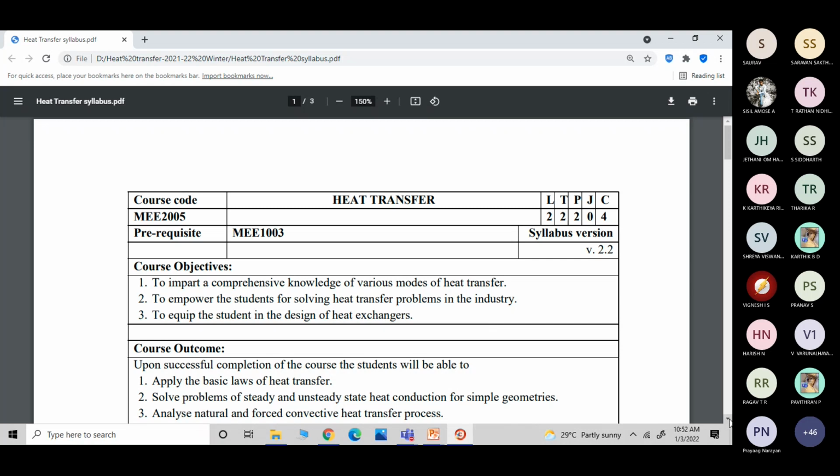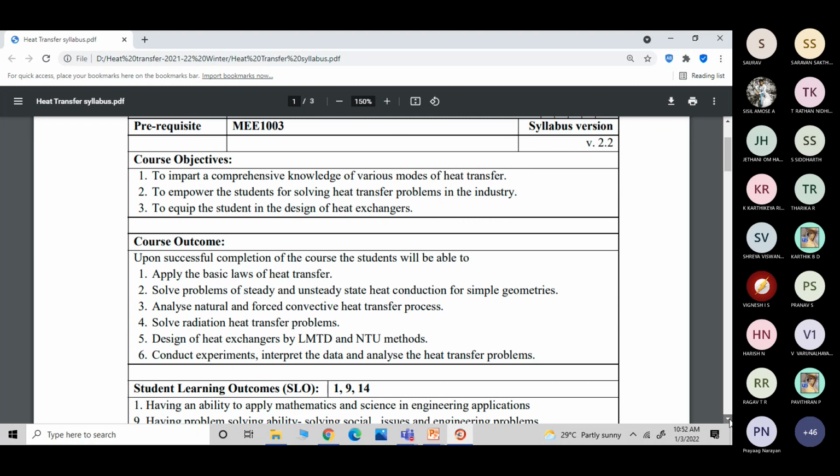Is it visible, ma? Am I audible? Yes, sir.